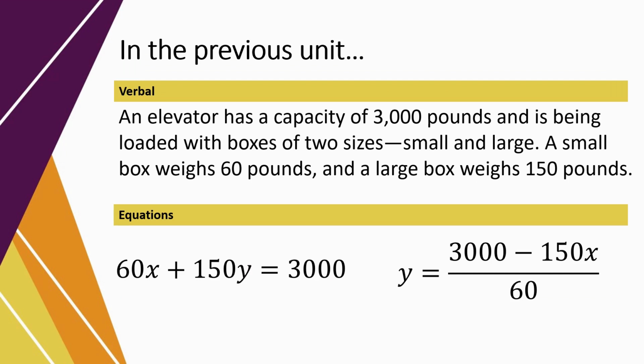In Unit 2, students wrote two variable equations in the form of ax plus by equals c, also known as standard form. They rearranged the equations into a y equals form with the purpose of being able to use the equation to evaluate for one variable if the other variable is known.